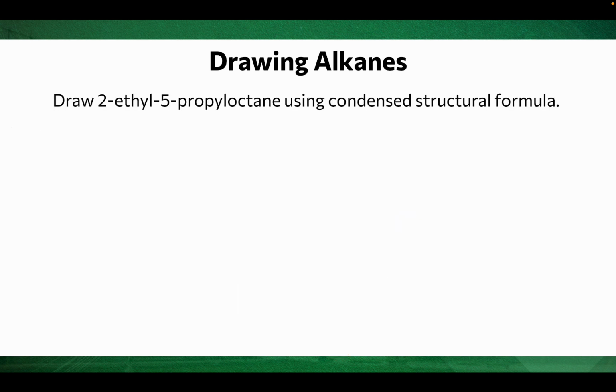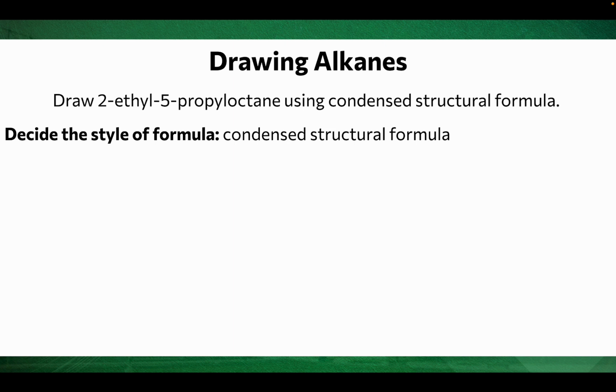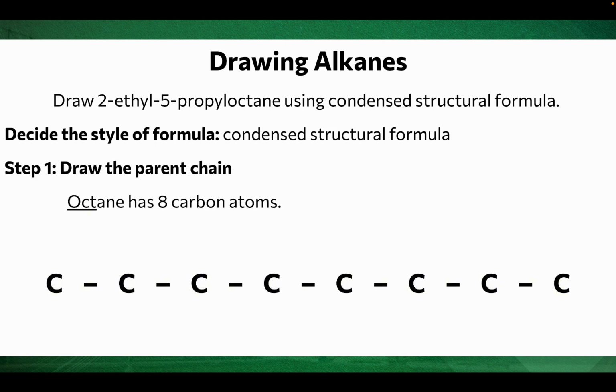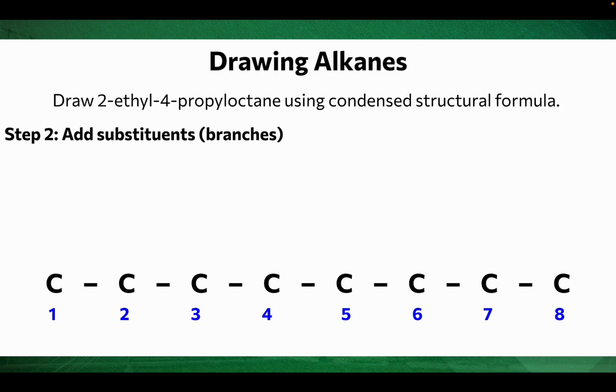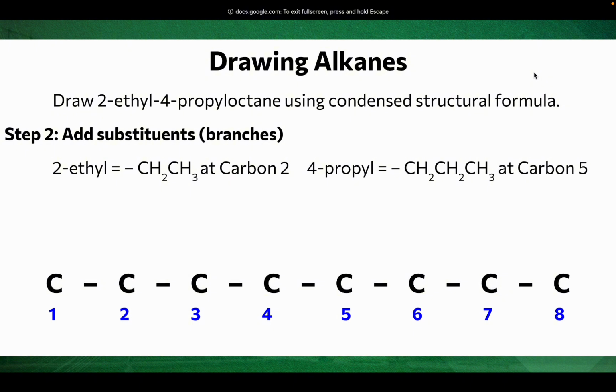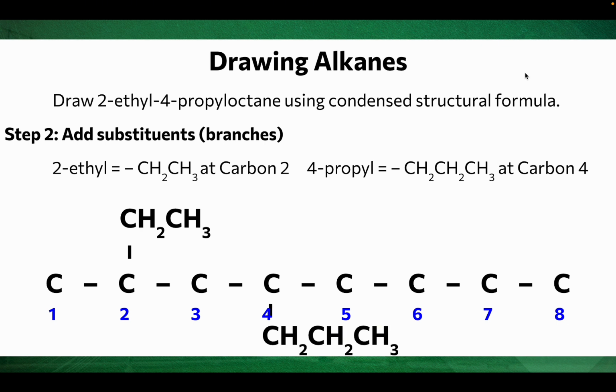Draw 2-ethyl-5-propyloctane using condensed structural formula. So condensed structural formula, we have octane, 8, so that's 1, 2, 3, 4, 5, 6, 7, 8. Add the substituents. You have 2-ethyl, so CH2, CH3 at carbon number 2. And you have CH2, CH2, CH3 at carbon number 5. So we attach them.